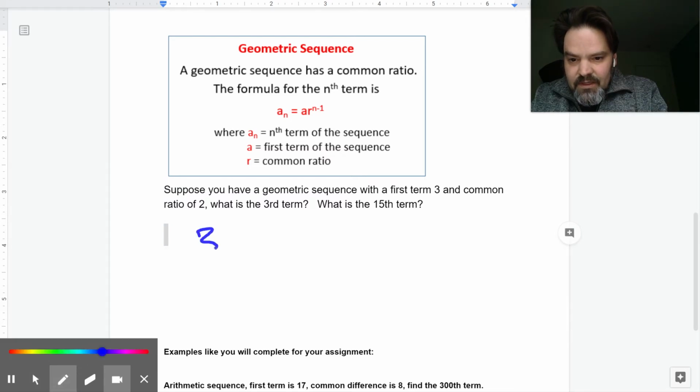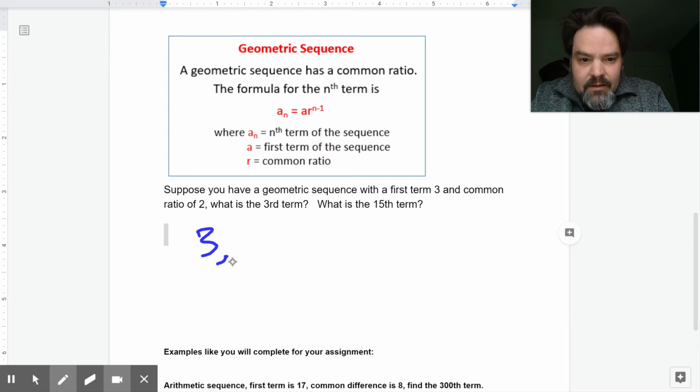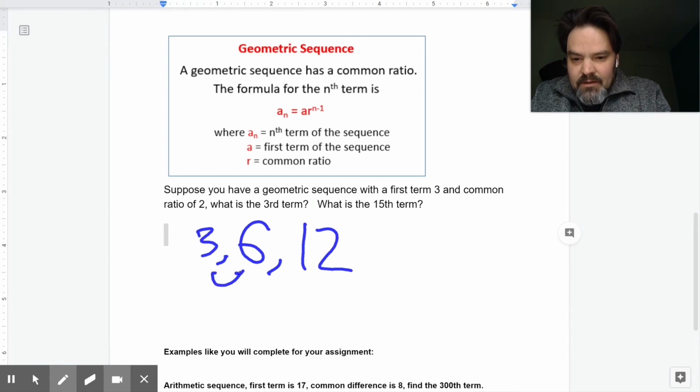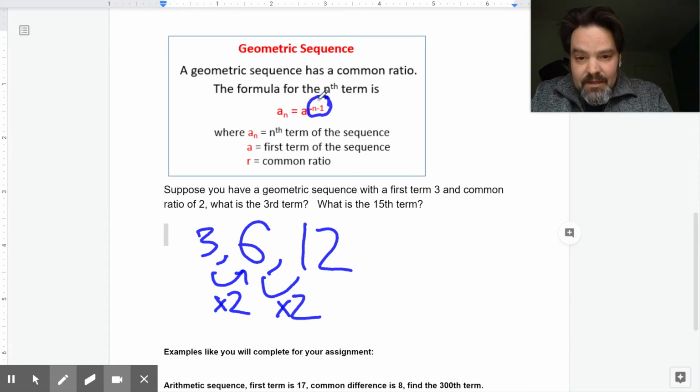So I start with 3, and then the common ratio is 2, so the next term is going to be 6. And the third term is going to be 6 times 2, which is 12. So notice that here I multiplied by 2 and I multiplied by 2 again. How many times did I multiply by 2? n minus 1 times. So it's going to be, again, a sub n is equal to a, the starting thing, times r to the number of the term minus 1.